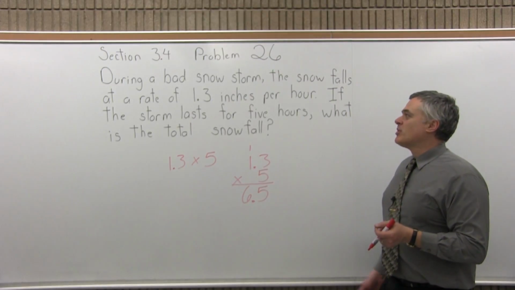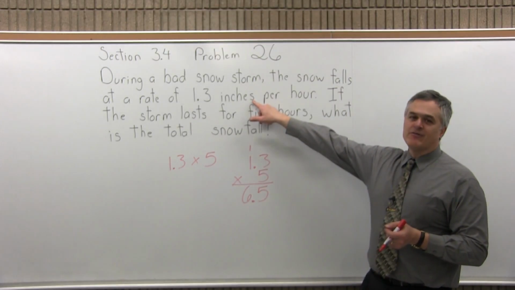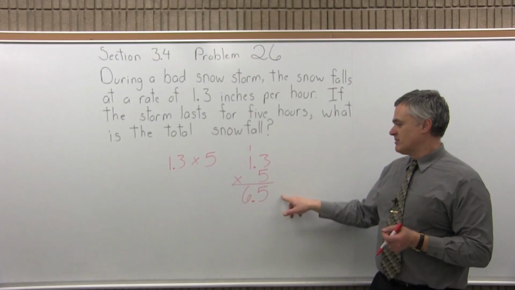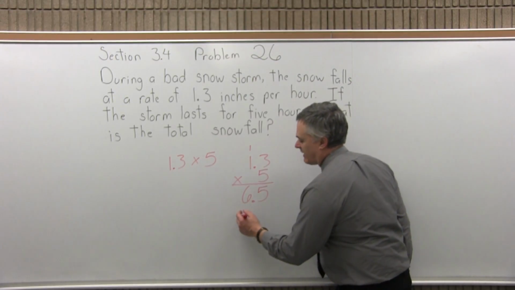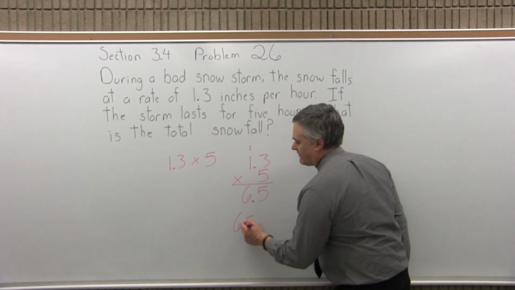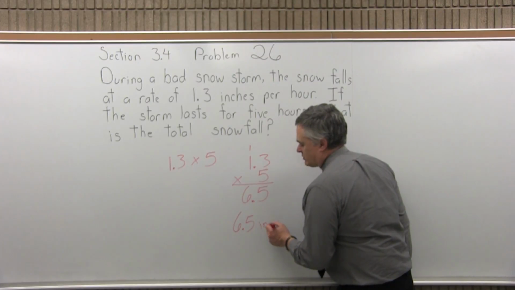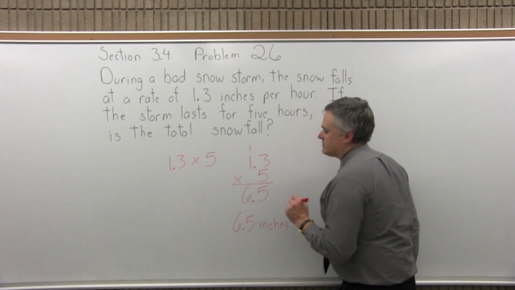Now, because this problem involves units of measure, I have to really write the right units of measure in my answer. So it's not just 6.5, it would be 6.5 inches. So at the end of the storm, the snow is 6.5 inches deep.